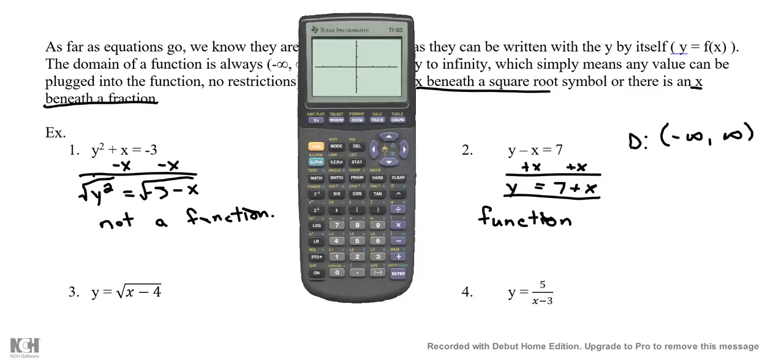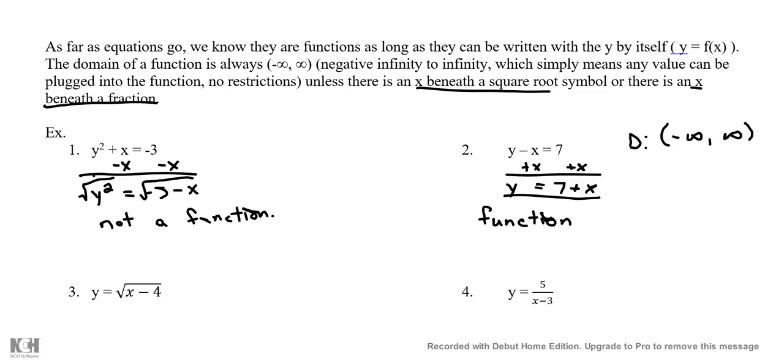Now my graph is zoomed in a little too much, so I'm going to hit zoom 6. If you can't see a graph when you're graphing it, you want to hit zoom 6 in order to go back to the standard screen size. So we see this as a line, and from the line we can see that it goes to the left forever, to the right forever. So that's where our domain is negative infinity to infinity.